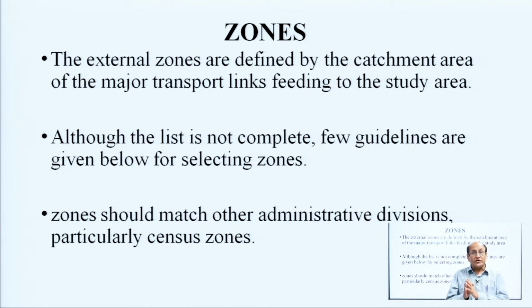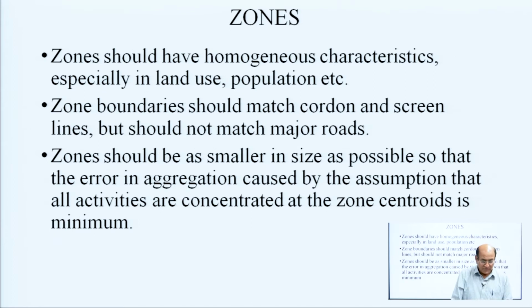Although the list is not complete, a few guidelines are given below for selecting zones. Zones should match other administrative divisions, particularly census zones. Zones should be homogeneous in character, as we have discussed already, especially in land use and population. Zone boundaries should match cordon and screen lines, but should not match major roads. Zones should be as small in size as possible, so that the error in aggregation caused by the assumption that all activities are concentrated at the zone centroid is minimum. Whatever things happen, that should be minimum.